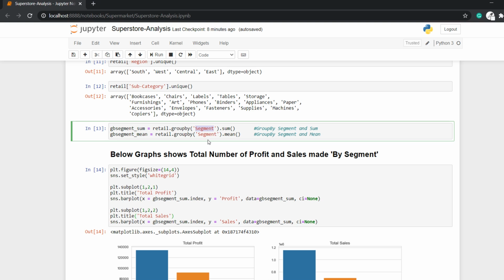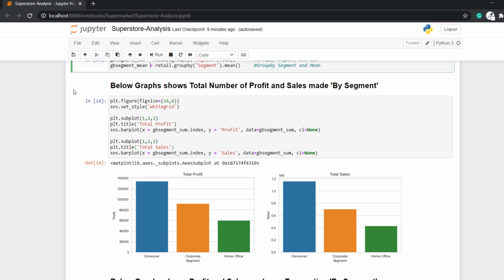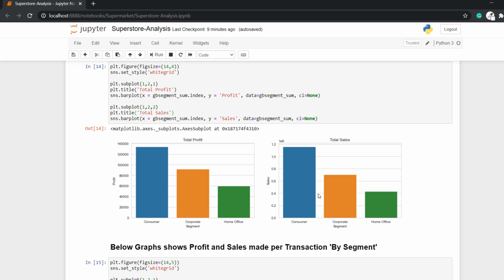So what we are doing here, we are grouping all the data by segment and calculating its sum and mean and storing them in these particular variables. We're going to use these data frames to plot our graphs. So here we are looking at the total profits and sales made by segment. Below we can see the two graphs that show the profit. Here we can see the consumer is highest in the total profit and home office is the lowest. Same way with the total sales, consumer is the highest and the home office is the lowest.